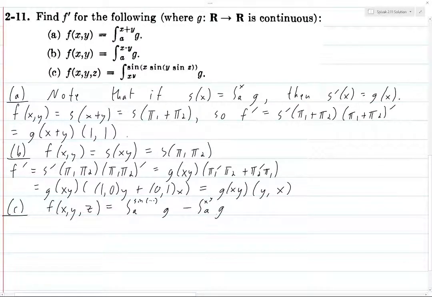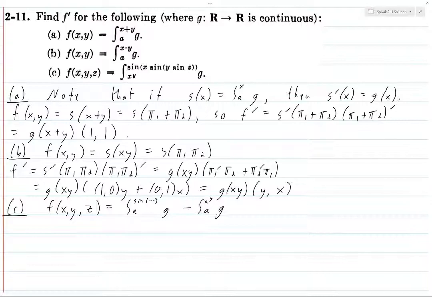The integral from a to x to the y of g. And why is this? This is because, given points a, b, and c, where a is less than b and c is between a and b, the integral from a to b is equal to the integral from a to c plus the integral from c to b. So the integral from x to the y of sine whatever is going to be the integral from x to the y to a plus the integral from a to sine whatever.